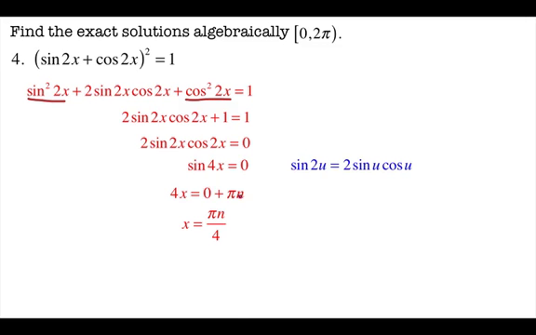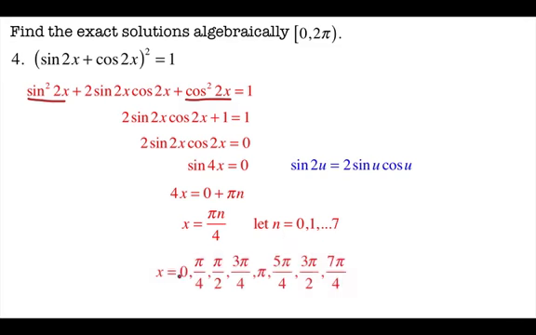The 0 goes away. And then I'm going to start plugging in values for n. N equals 0, 1, all the way to 7. And that gives me all these answers. So the answer to number 4, given this restriction, is equal to this. These are all your solutions.